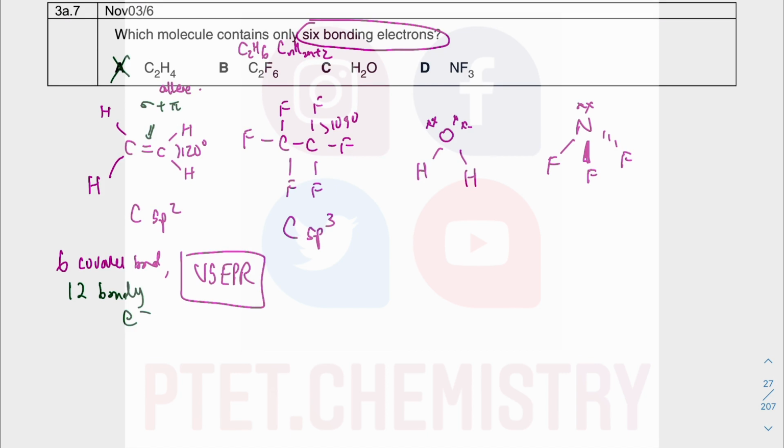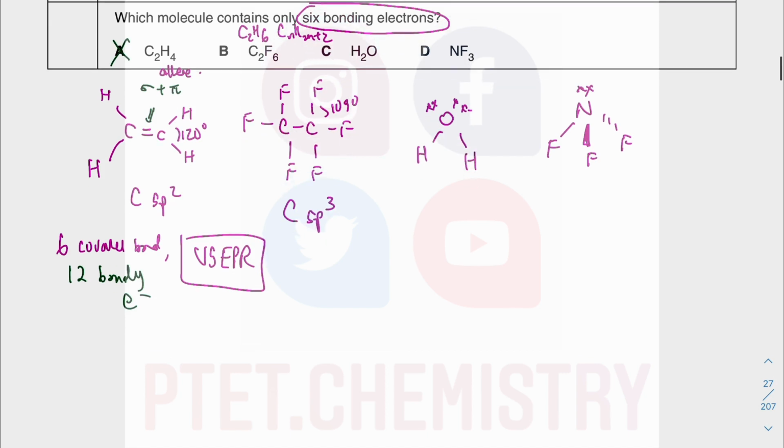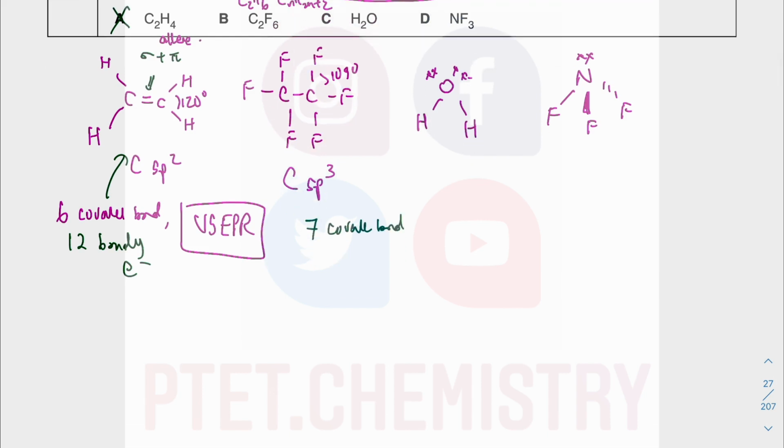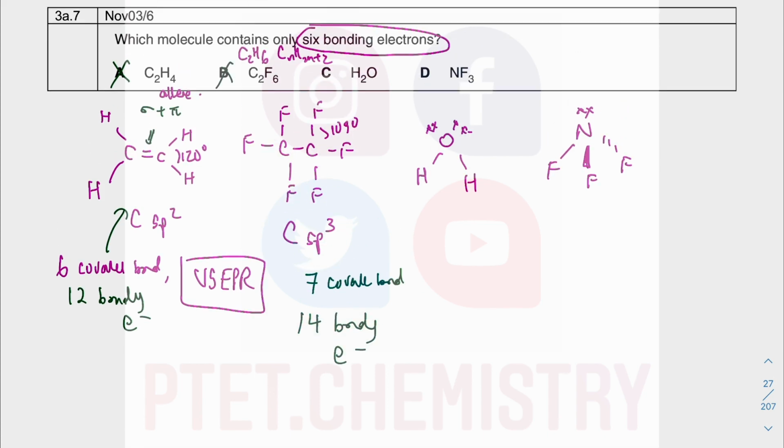I can cross that out straight away. There's also 6 covalent bond there. 1, 2, 3, 4, 5, 6, 7. I stand corrected. There is no 6 covalent bond there. There is 7 covalent bond there. So 1, 2, 3, 4, 5, 6, 7. Okay, so am I correct? Whereas here is 1, 2, 3, 4, 5, 6. Yep. So there's 14 bonding electrons there. So do not jump to conclusion before you actually work it out.